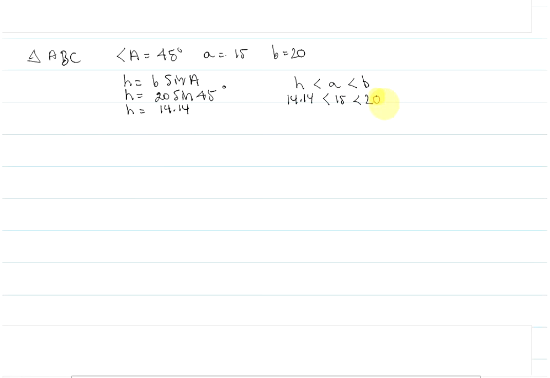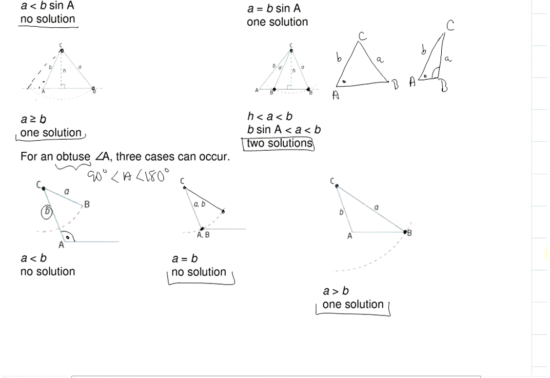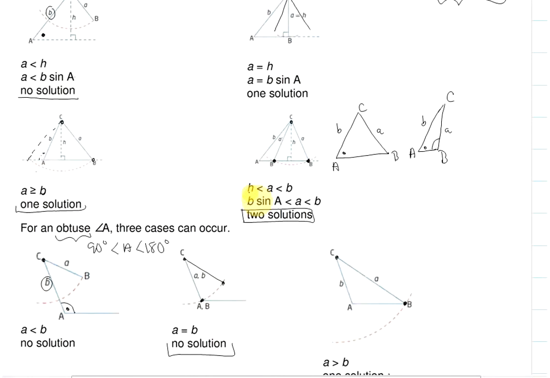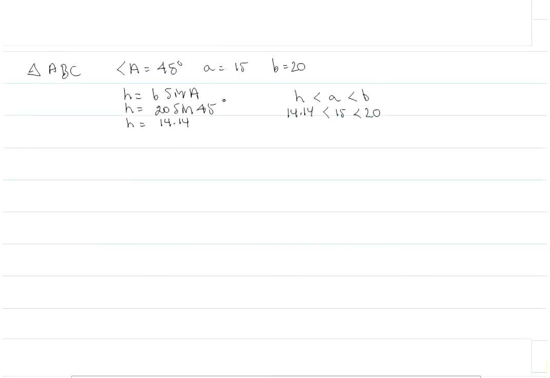And if you go to your chart up here, you can see that when H is less than A, which is less than B, you have two solutions. So we know that this triangle will have two solutions. Okay, now I'm not going to solve it for you right now. I've already done that. What I'm going to do is just show you what the two triangles are, and I just want you to make some observations about them. Okay, so here is the first triangle that you will get.